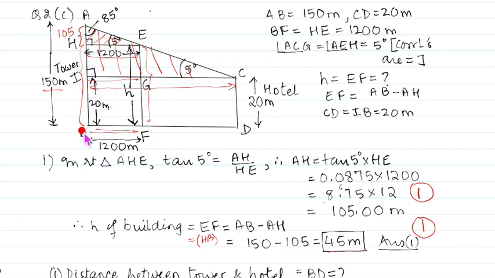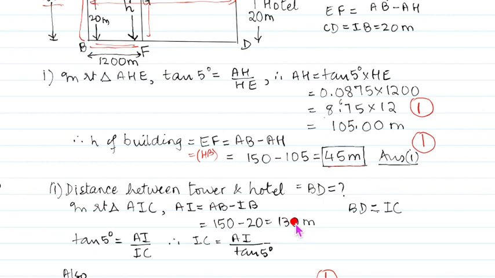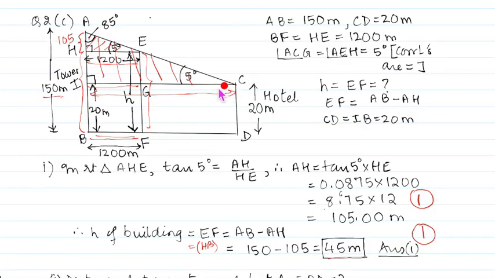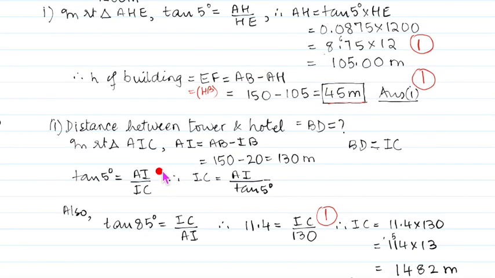So this full thing is 150 and this is 20. Can you see that? From here to here 20 and from here to here 20. So AI turns out to be 130 meters. Can you see that? Also, if we take tan 5 degrees in this triangle, it will be AI upon IC. So IC goes here because we have to find IC, correct? BD is equal to IC. IC will be equal to AI divided by tan 5.